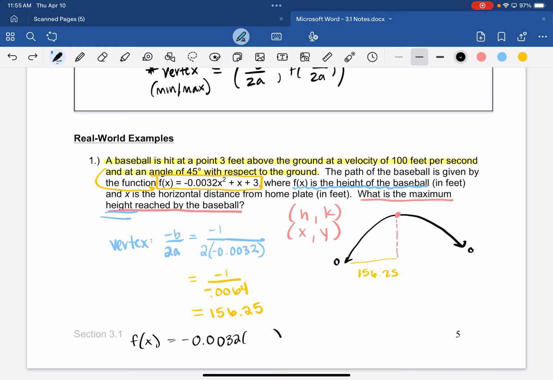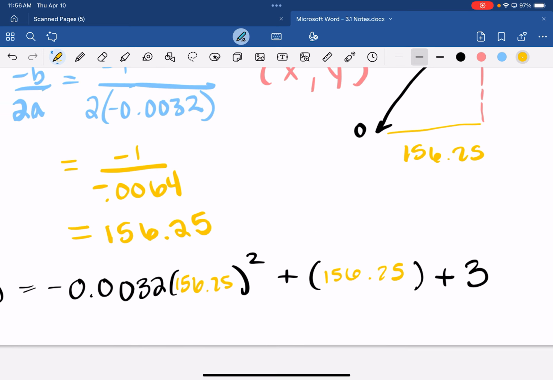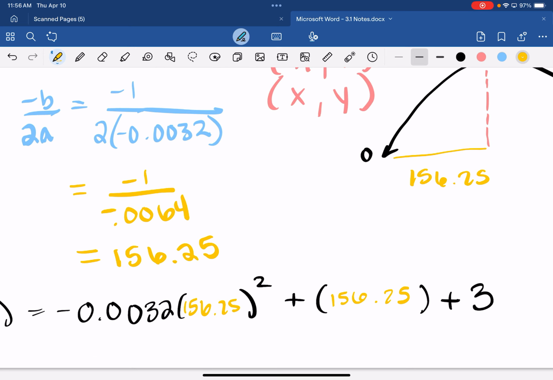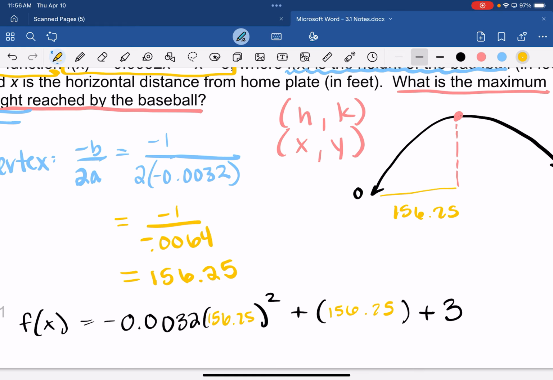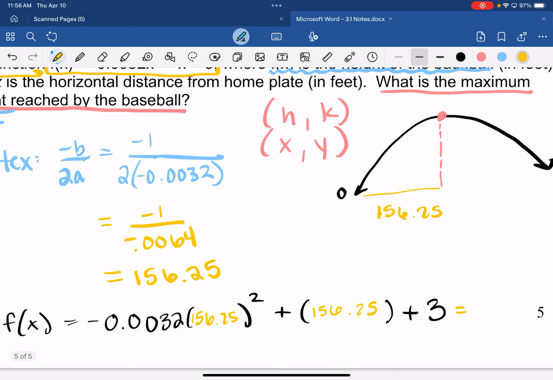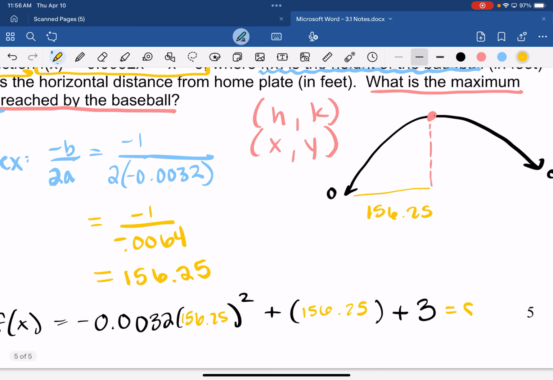So we just have to plug my horizontal distance, or my x value, back into my original problem. And then you would just type this into your calculator, just as is, nothing fancy. And we would get 81.125 as our answer.